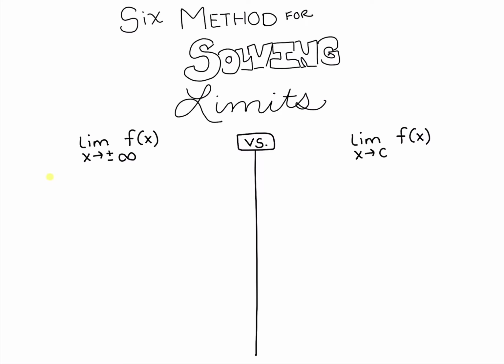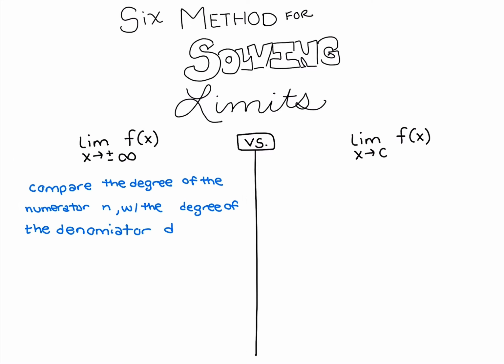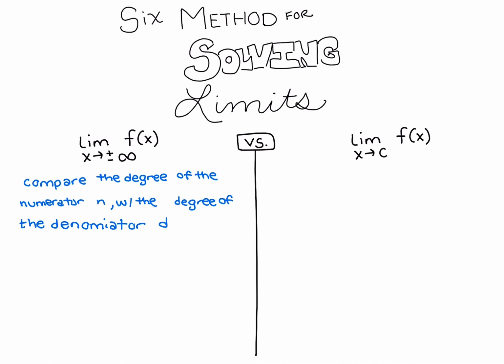So if you have a limit as x goes to infinity, the first thing you are thinking about is you just want to compare the degree of the numerator n with the degree of the denominator d. The degree is the highest power of x, and you want to look at what's the highest power of x in the top of a fraction versus what's the highest power of x in the bottom of a fraction. And this is going to give you your cases, which tell you the value of a limit as x goes to infinity.